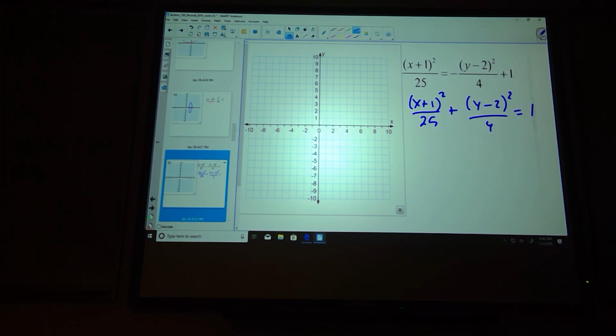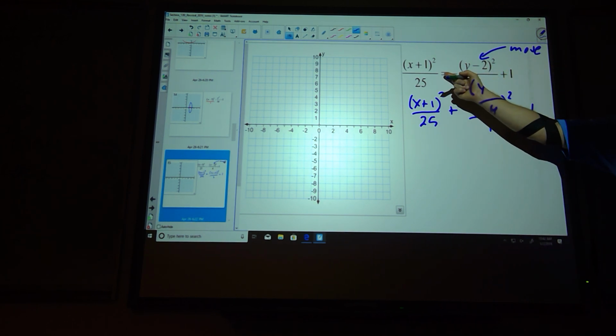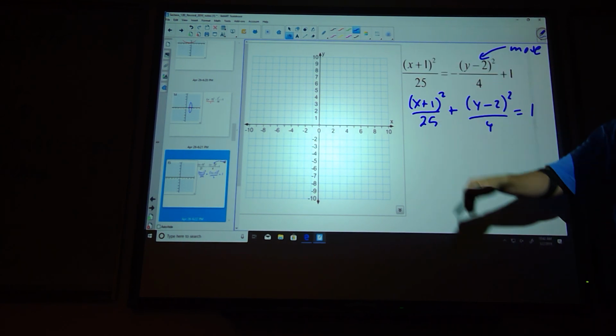What did I just do? You just left 1 up. Did I move this? No. I sure did. It was over on this side and it was negative. I moved it over here, it became positive.